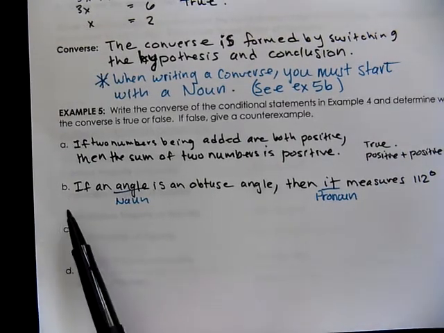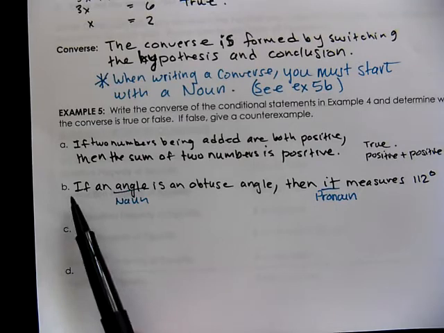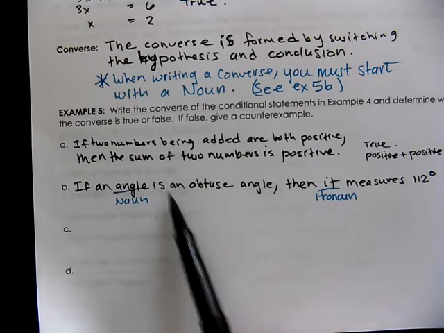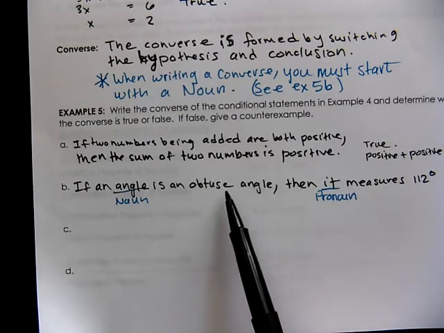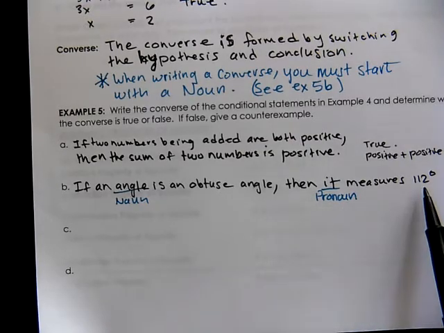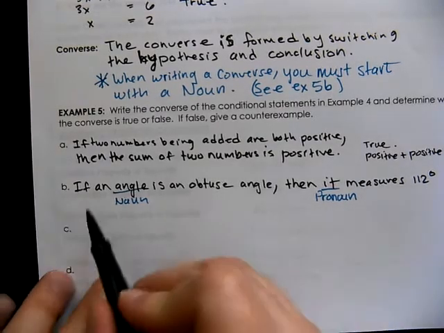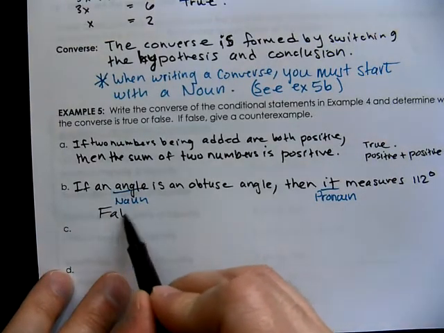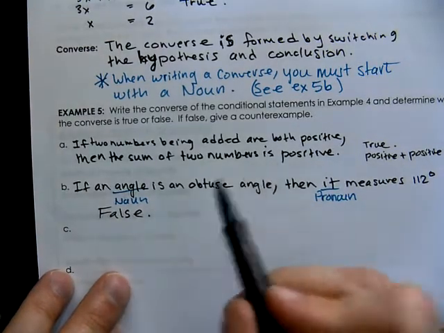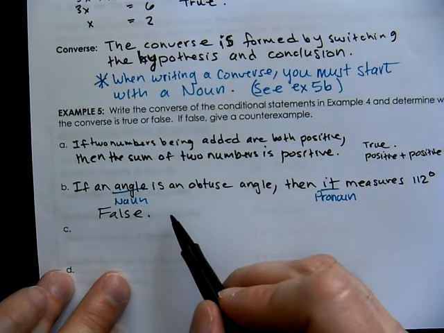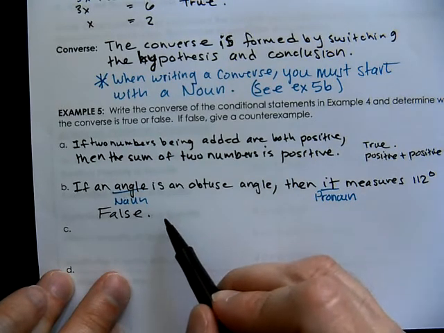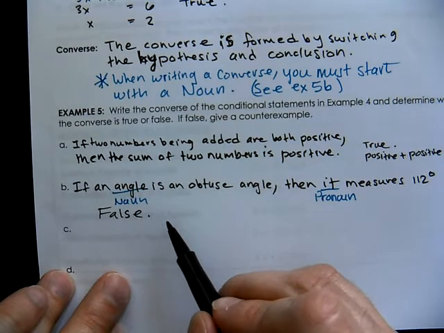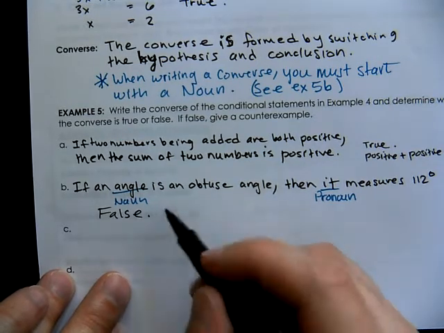Alright, so let's think about this. Is it true or false? If an angle is an obtuse angle, well, by definition, it could be anything above 90 and less than 180. It doesn't have to be 112 every single time. So this is false. Now we have to come up with a counterexample. We have to be specific. Don't say it could be anything between 90 and 180. No, no, no. We have to have one specific example.